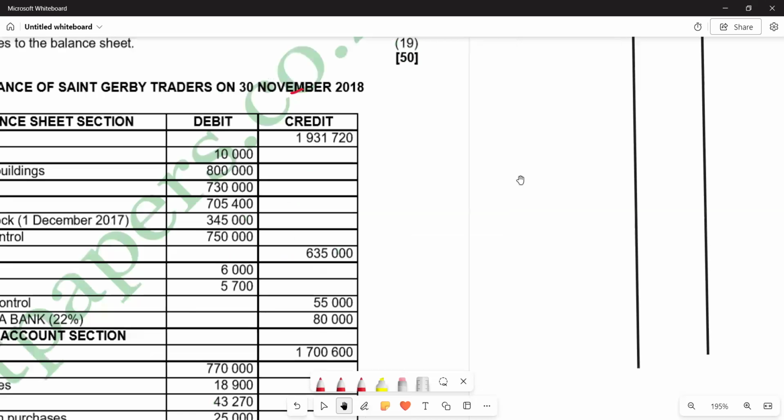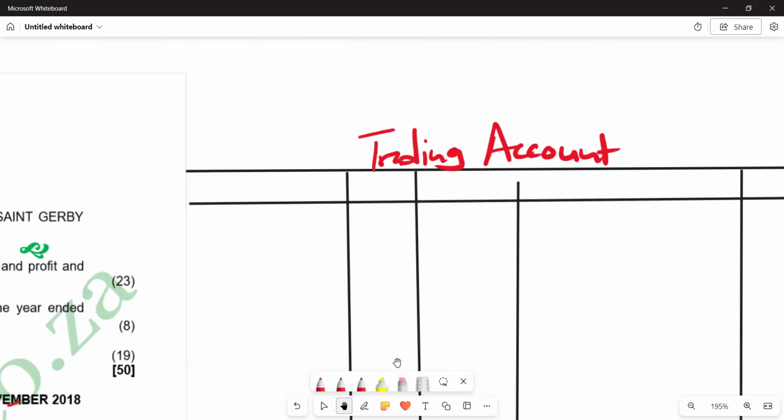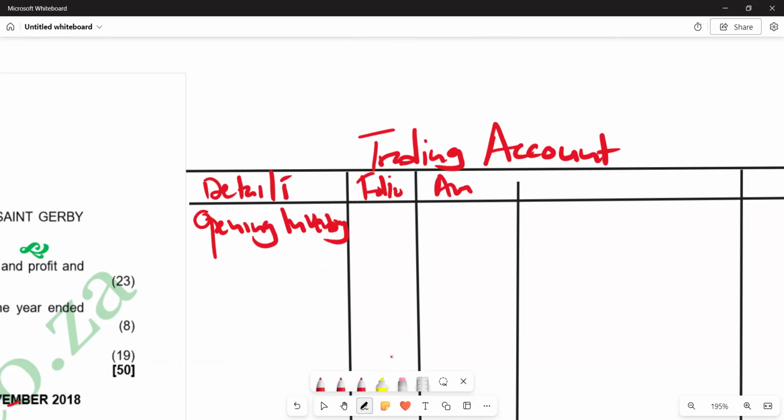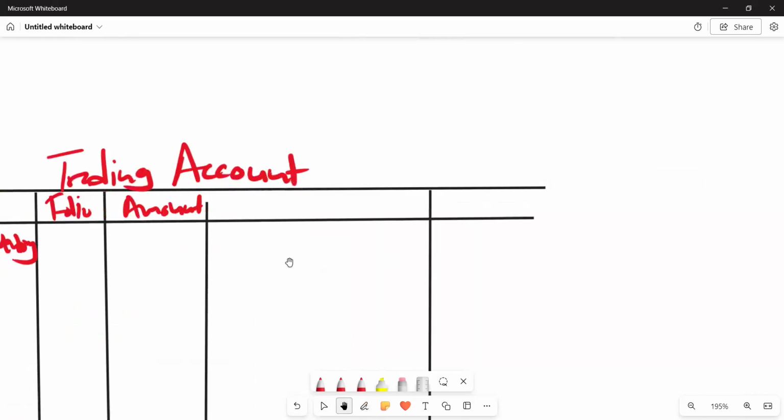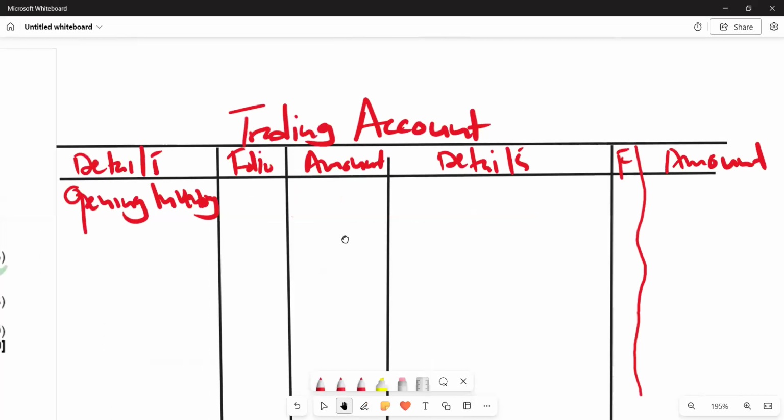Then we can go to the other section and put it on the debit side as our opening inventory. Of course, we also have the headings of our trading account: details, folio and amount. If we go to the other side again, you'll see that we also have the same headings, details, and we are supposed to have a column for folio, so we can just create it here, with folio and amount. So this is what we have according to the information here.